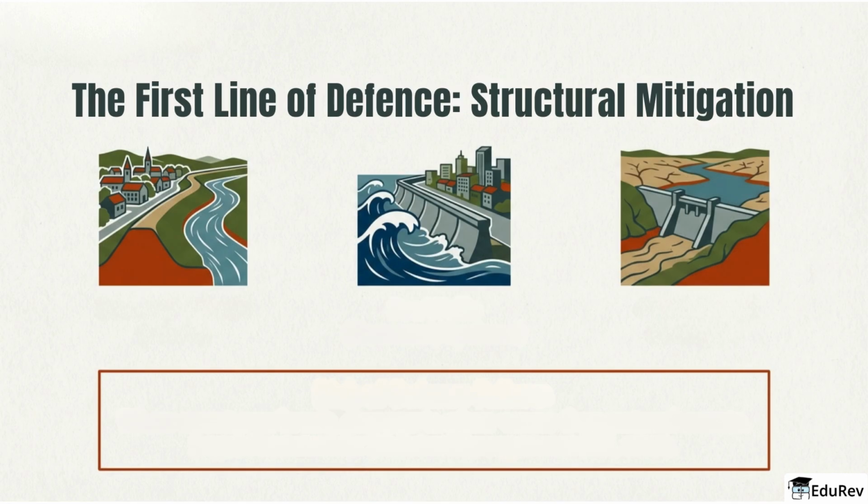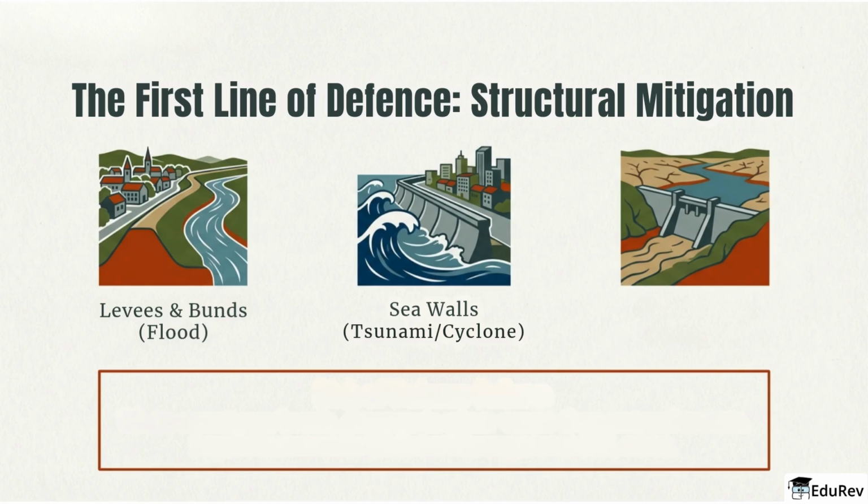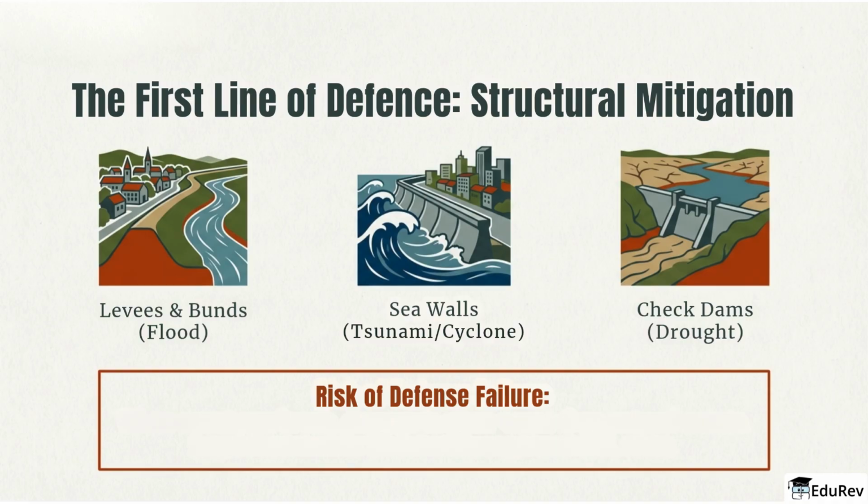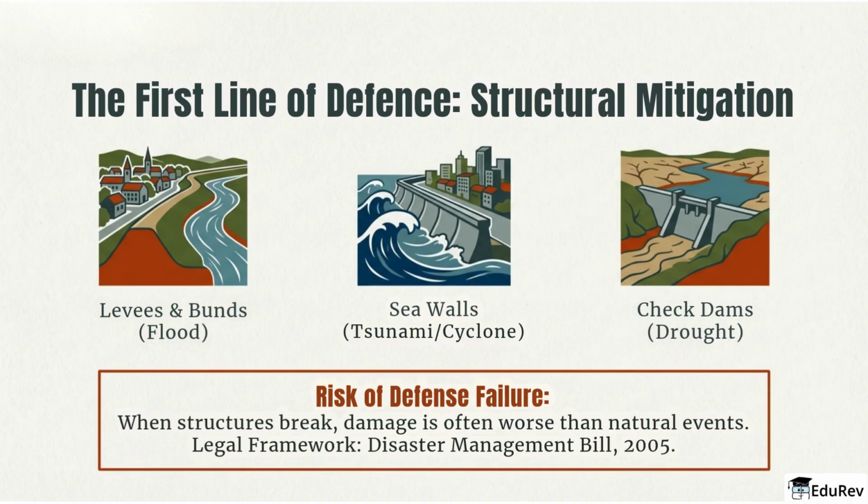Now mitigation, the first line of defense. Structural mitigation. Floods, levees and bunds. Tsunami and cyclones, sea walls. Drought, check dams. And then the warning that UPSC expects in governance answers. Risk of defense failure. When structures break, damage is often worse than the natural event itself.